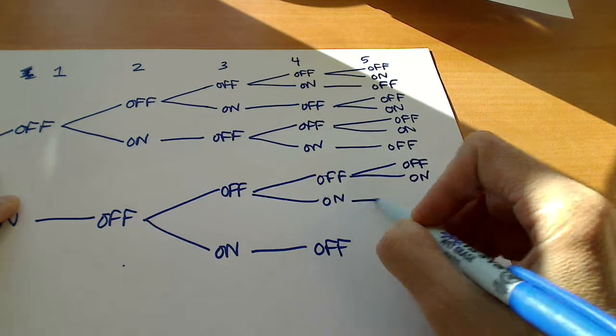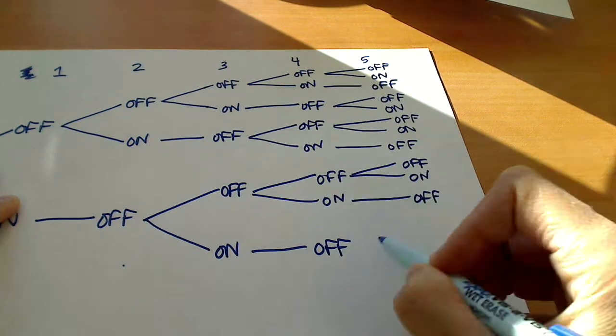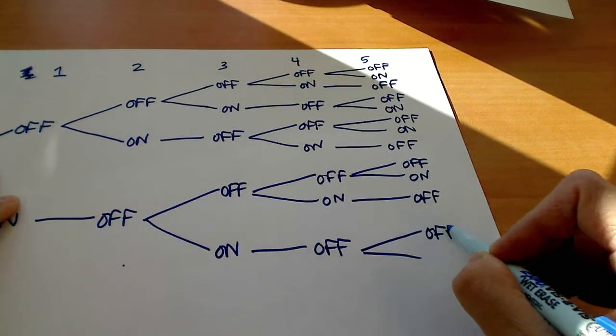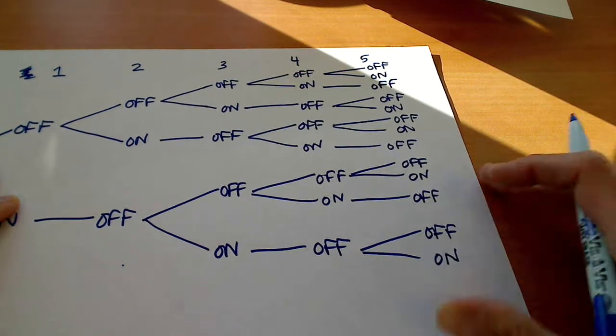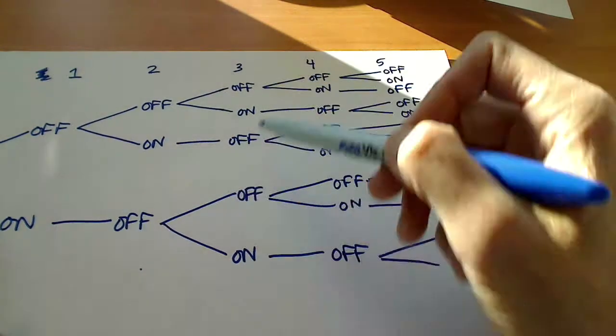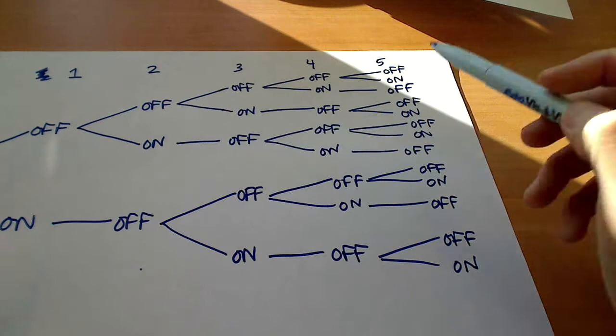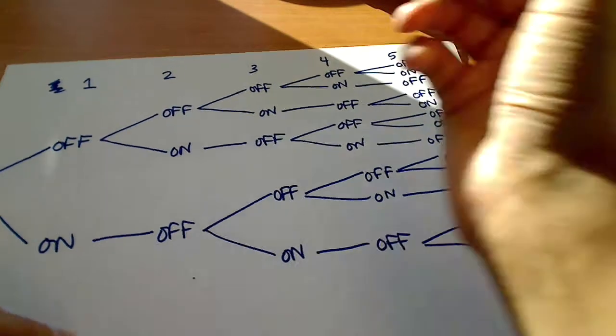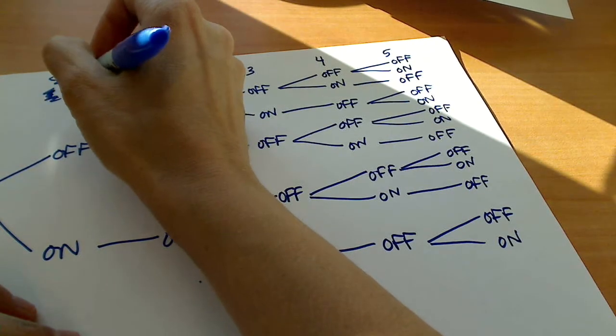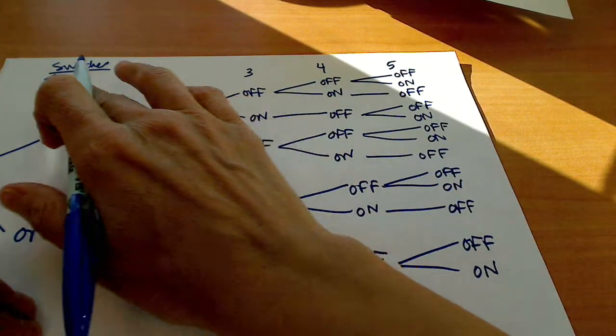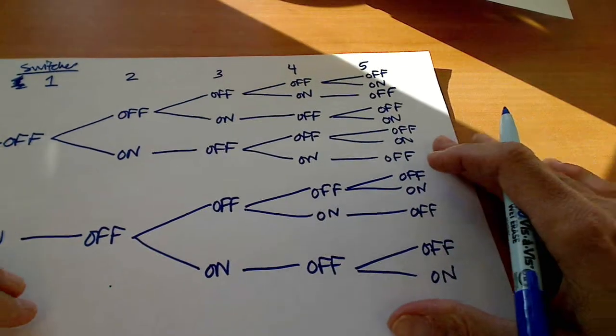The nice thing about tree diagrams is it makes it much easier to count something that would be difficult to count without a tree diagram, because we need to be able to see the different scenarios as we move through the switches. Okay, and remember up here, I've listed these as my switches. So this is switch 1, 2, 3, 4, and 5.